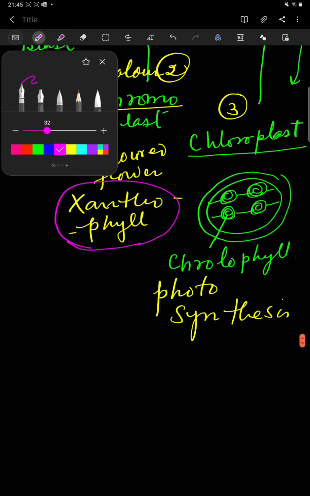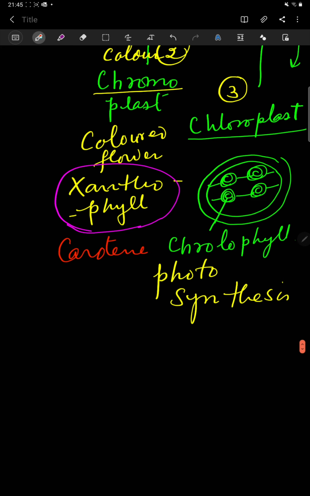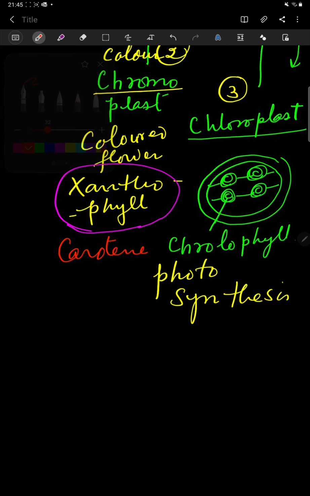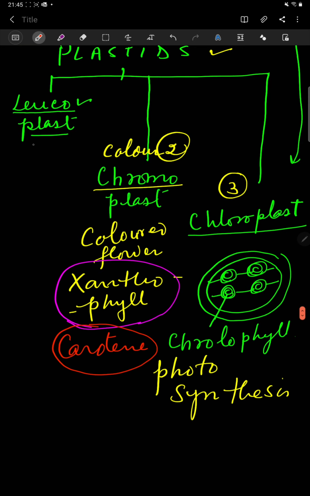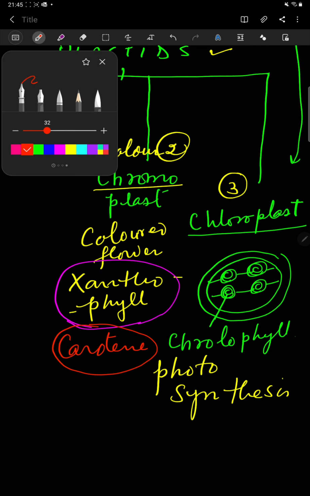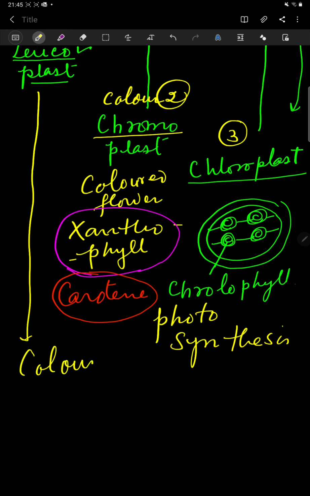Another pigment is termed carotene. It is responsible for the orange color and it is again there inside the chromoplast. So in different types of colored fruits and colored flowers, these pigments are there inside the chromoplast. And the first one, the leucoplast, is the colorless plastid. They are responsible for storage of food.